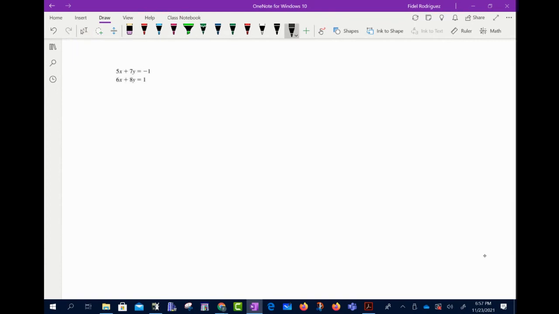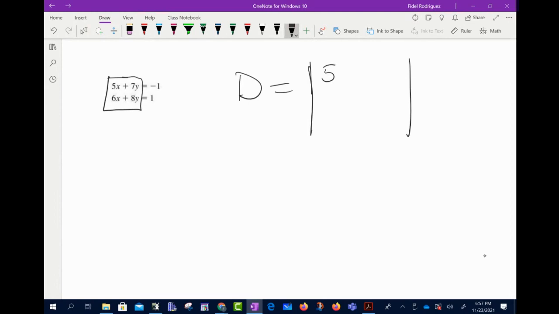First thing we're going to do, we're going to find the determinant of our matrix D, okay? So again, y'all, just so you can see, how do I find the determinant for D? I'm using these values right here. So I'm going to go 5 and 7, 6 and 8, okay? So let's go ahead and do that.